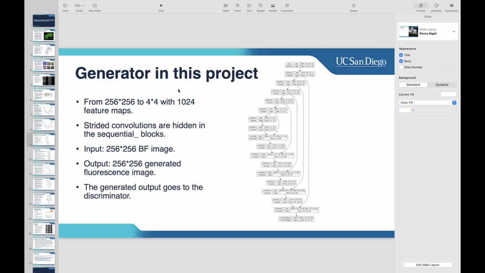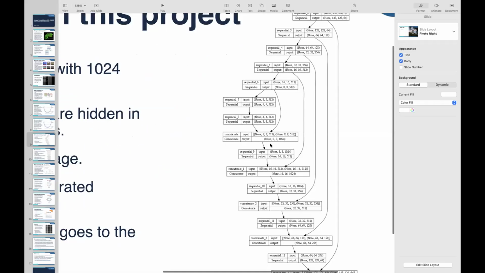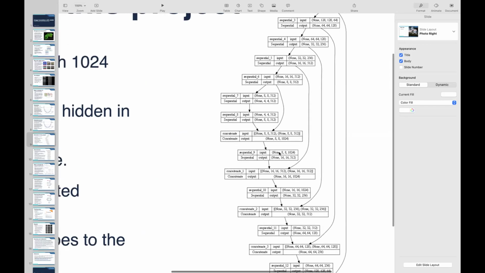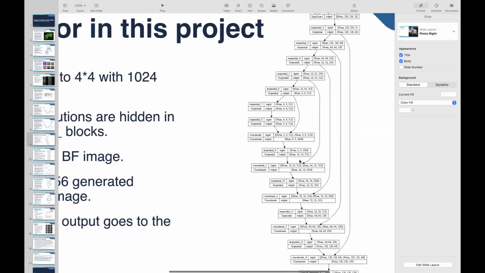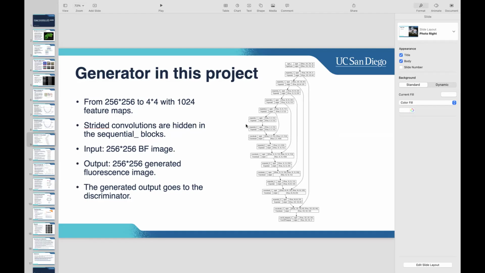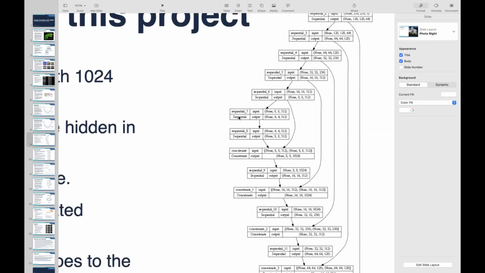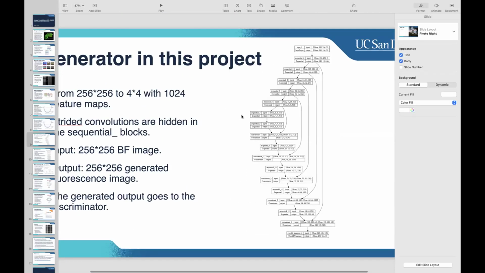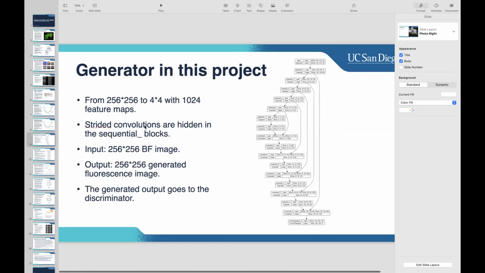Okay. So this is the generator used in this project. Basically, it goes from 256 by 256 down to 4 by 4, with 1024 feature maps. The strided convolutions are hidden in these sequential blocks. The strided convolution is basically just like I mentioned earlier.